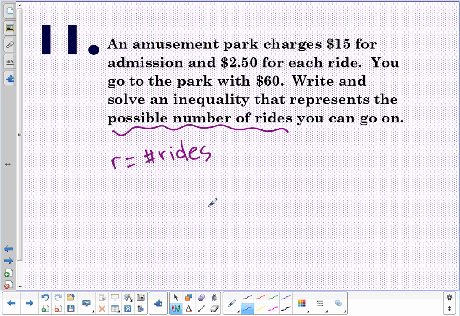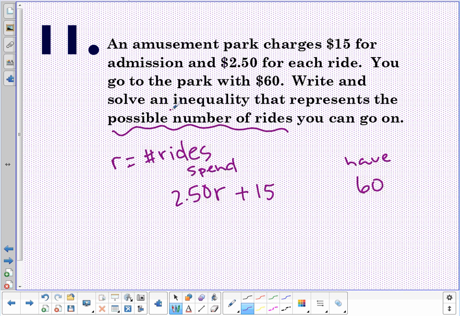Now I ask myself what's happening to those rides. Well, I know that each ride is 250, so I have 250 times each R. I also know that the park is charging $15 to get in, so that's another piece that I'm spending. So plus 15, this is what I'm spending. Now on the other side, what I have is 60 bucks. Then I got to fill in the middle.